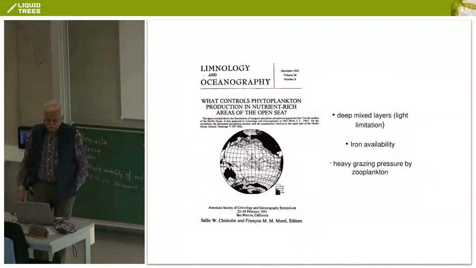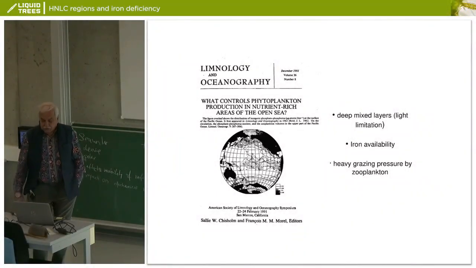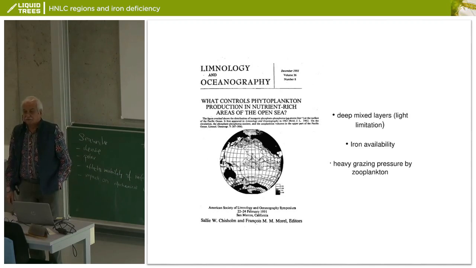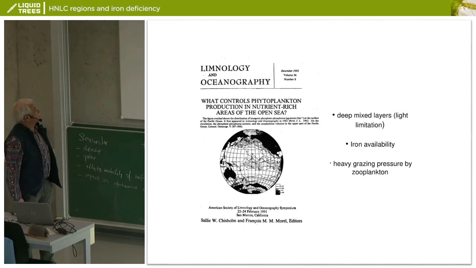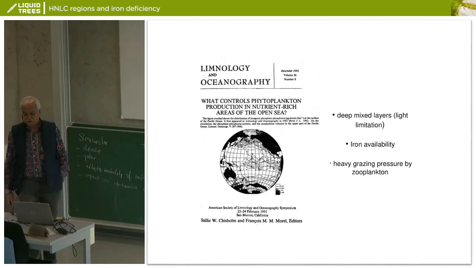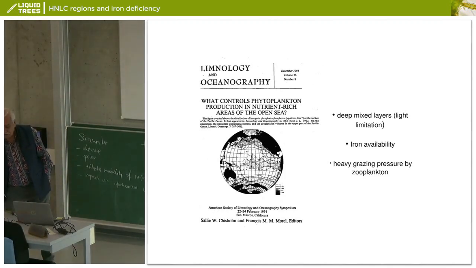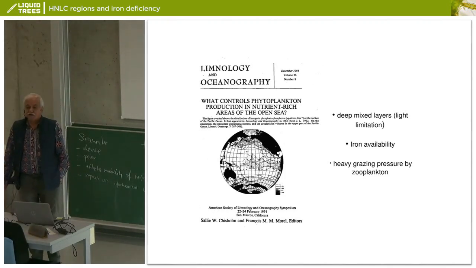So these iron fertilization experiments were started when this became a big issue. What controls phytoplankton production in nutrient-rich areas of the ocean? These areas are called high nutrient, low chlorophyll regions, HNLC, because the nutrients are always there in surface water, but chlorophyll is low. That means the productivity is low. Those nutrients are not being utilized.